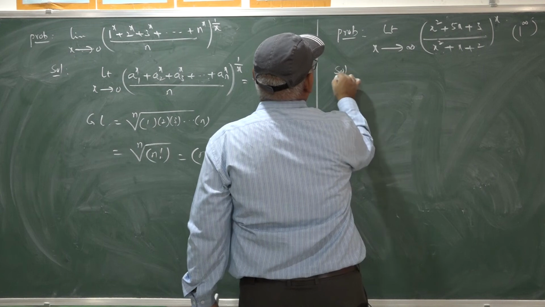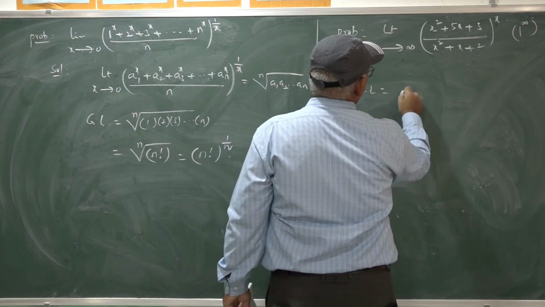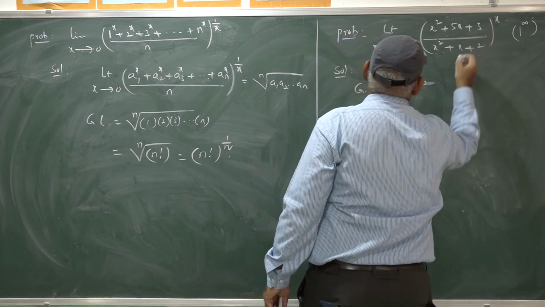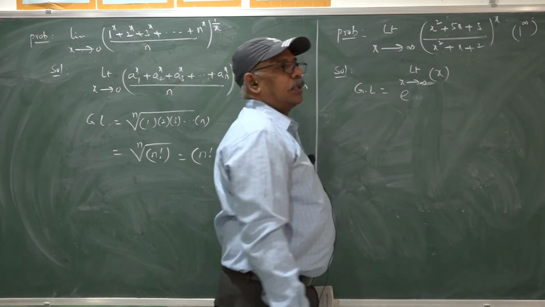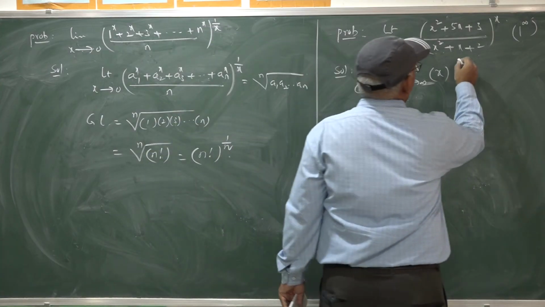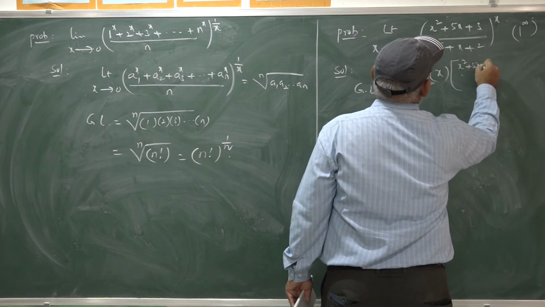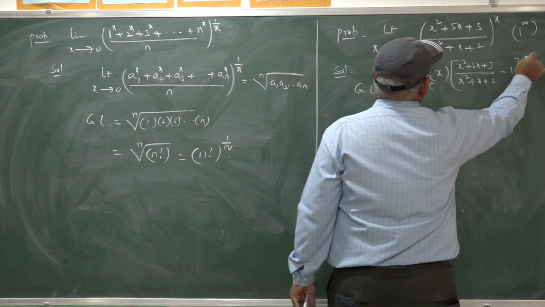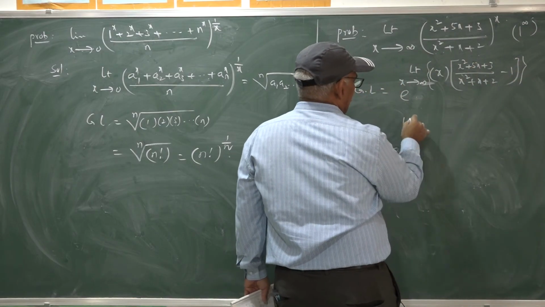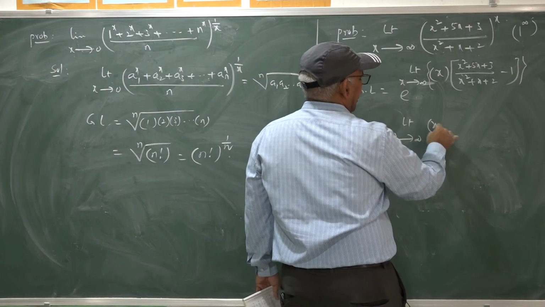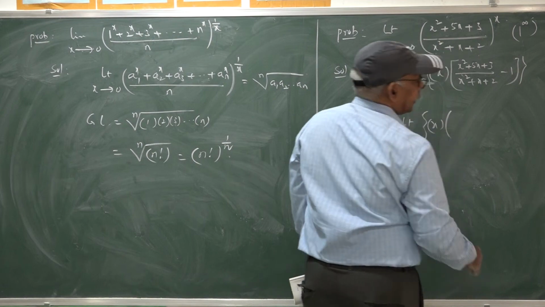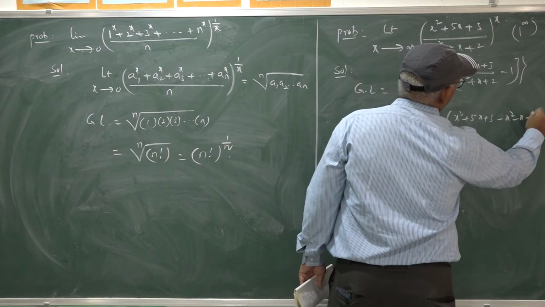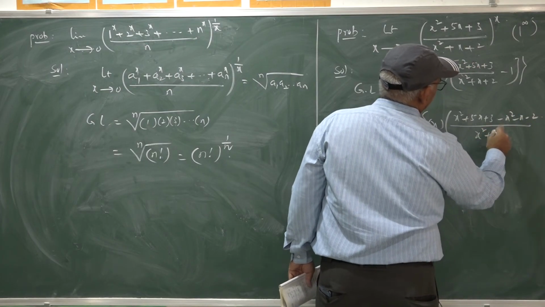In such case, the given limit may be written as e power limit as x goes to infinity of the exponent, which is the power function x into (base function minus 1). That is x into (x square plus 5x plus 3 by x square plus x plus 2 minus 1). Apply the limit to this one. This is e power limit as x goes to infinity, take x as it is, and on simplification we get (x square plus 5x plus 3 minus x square minus x minus 2) by (x square plus x plus 2).